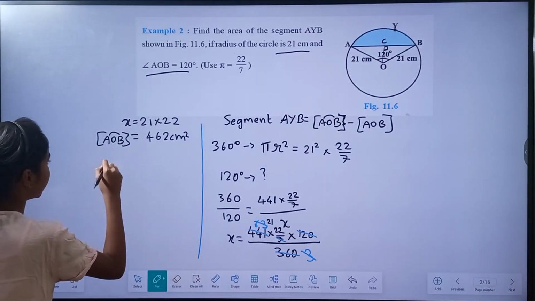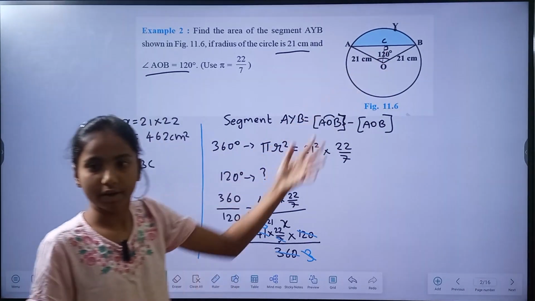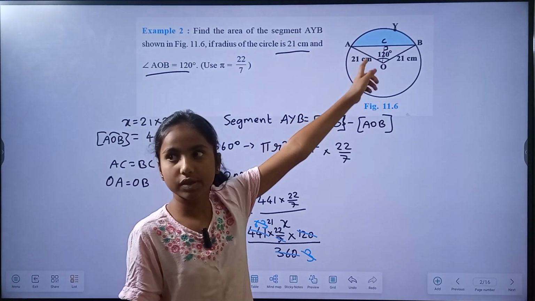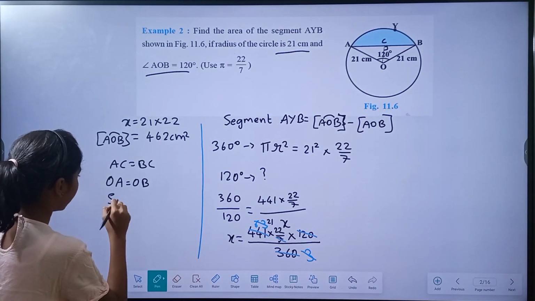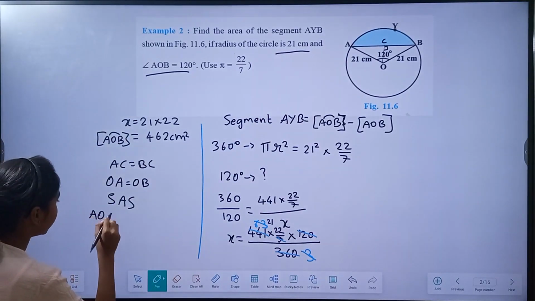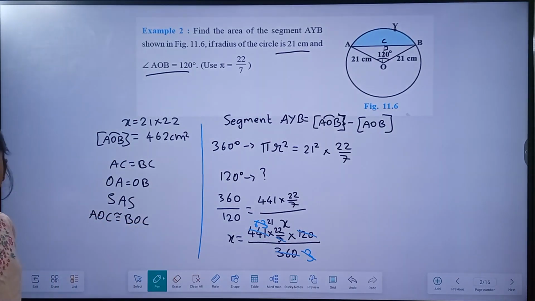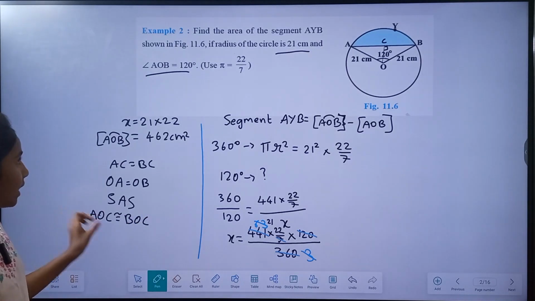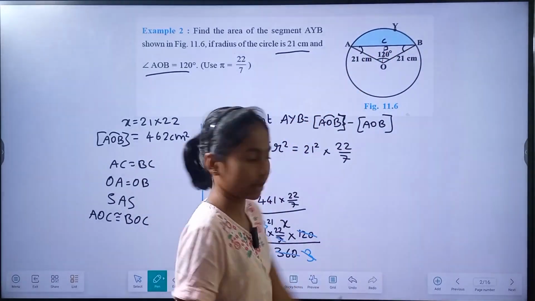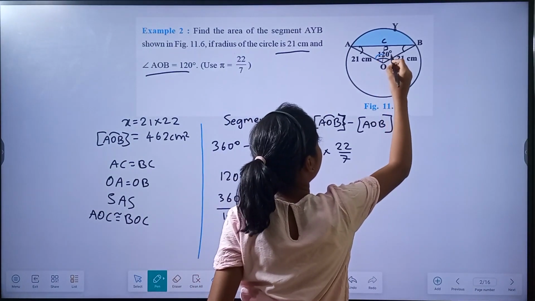AC equals BC, and we also have OA and OB, which are radii, so those both are equal. OA equals OB, and the angle between those sides is 90. So by SAS congruence, we can write triangle AOC is congruent to triangle BOC. Now let us label the corresponding equal angles. Angle A of this triangle equals angle B of this triangle. Angle O of this triangle equals angle O of this triangle.